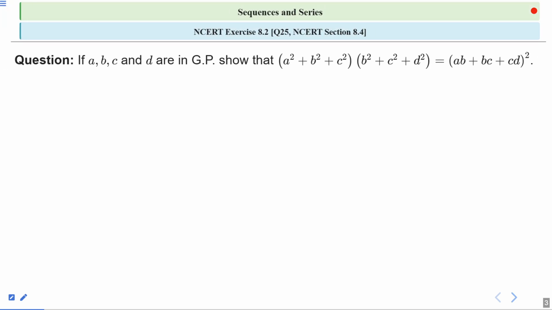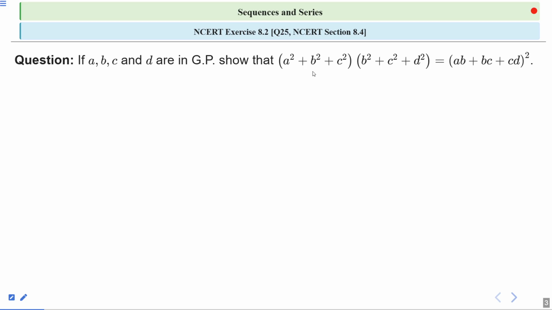So first of all, look at the first question here. See what information is given. We have 4 terms A, B, C and D. These 4 terms are in GP, geometric progression. And then we have to show that (A square plus B square plus C square) multiplied by (B square plus C square plus D square) is equal to (AB plus BC plus CD) whole square. So you have to show this.